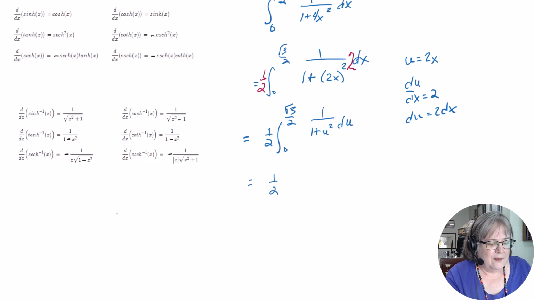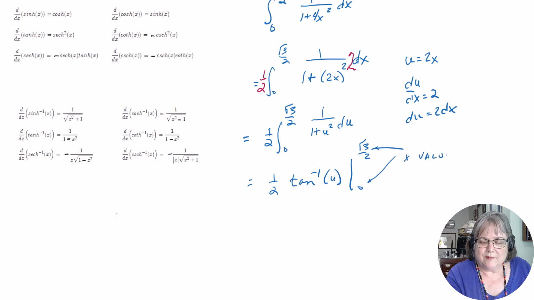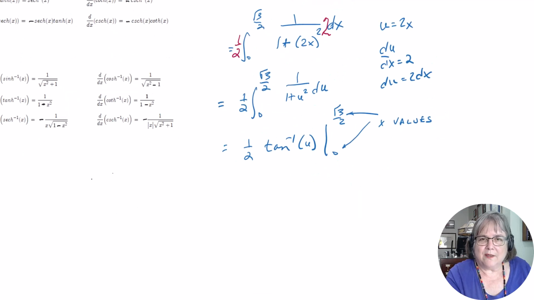Now, this would be the inverse tangent of u. And now, keep in mind, these are x values. And you cannot sub an x value into u. Now, you could transform these x values into u values, right? But I'm not going to do that right now. So what you would then have is 1/2 inverse tangent, and u was 2x, from 0 to square root of 3 over 2.